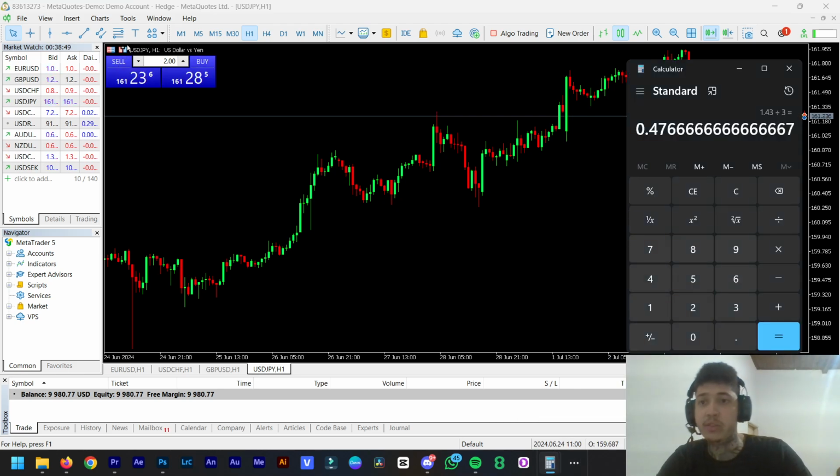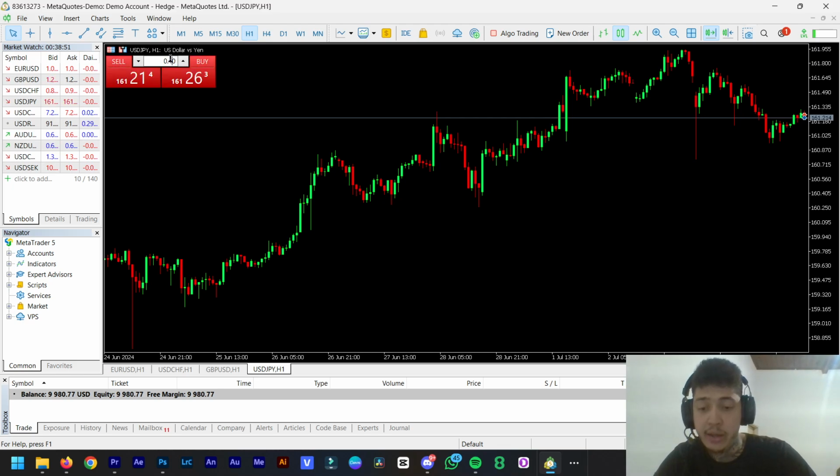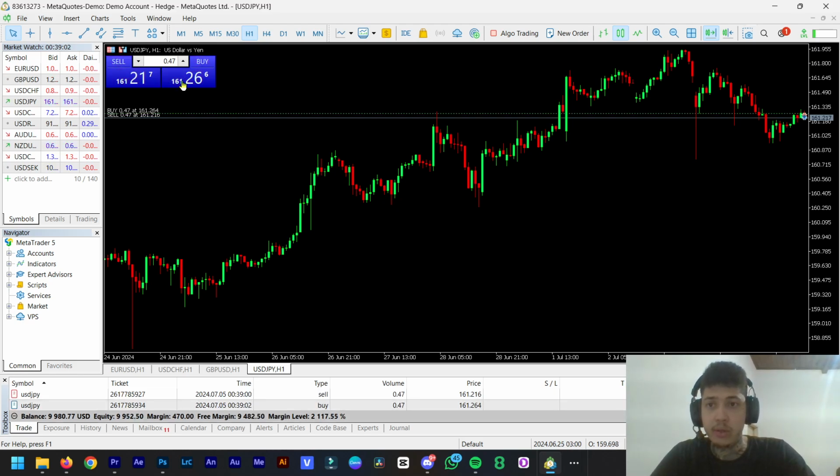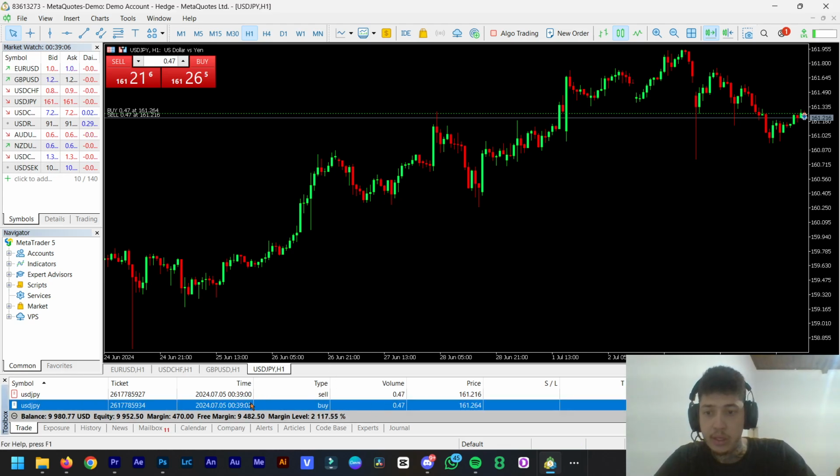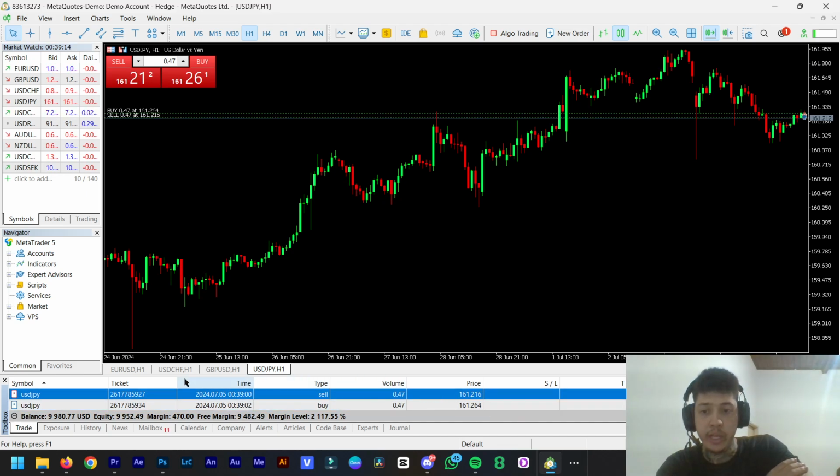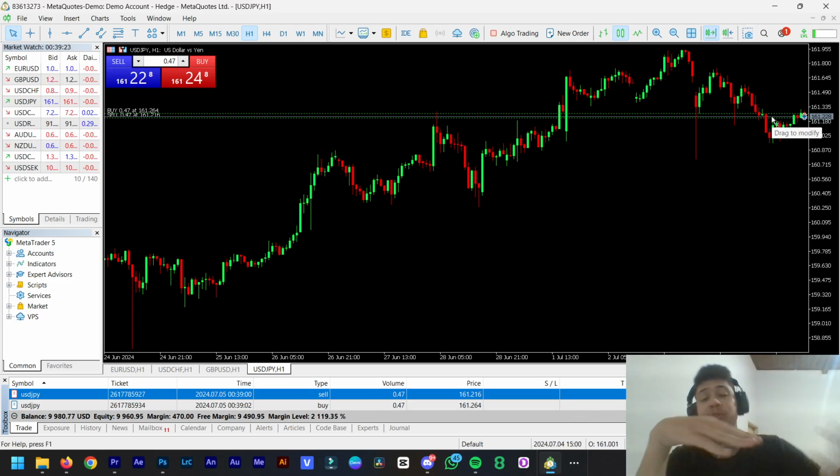Yeah, so 0.47. So what I'm going to do is buy USD JPY at 0.47, and I'm also going to sell. Yeah, so I bought it at 161.264, and I placed a selling position at 161.260. I think there's a little spread here, but either way, it's okay. So what happens now is that I'm stuck in this position.